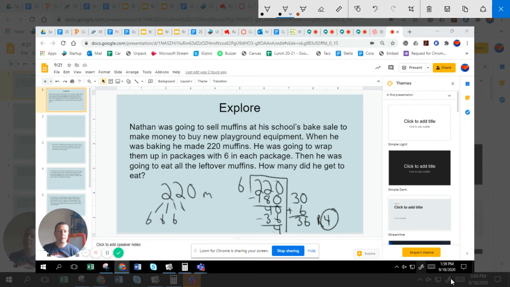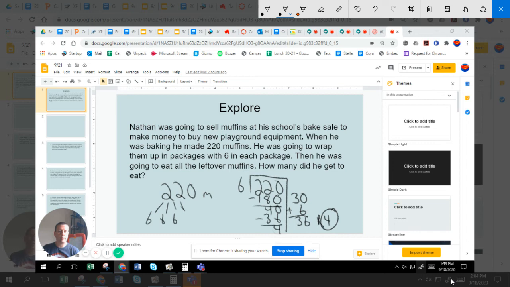Oh, that's really tricky, because then I'd have to stop and think. Let's see, he has 4 left over. How many more would he need to make a package? Well, I'd have to stop and think. How many does he need for a package? He needs 6 for a package. So how many more would he need if he has 4? He would need 2 more.